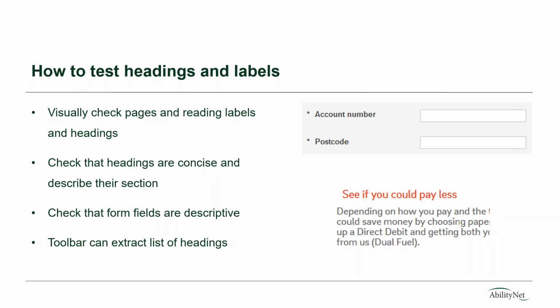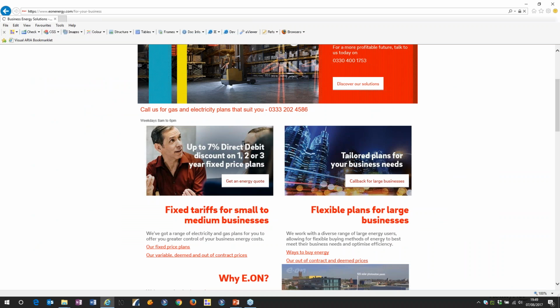Check that form fields are descriptive as well. Form fields in particular should tell the user just what they need to put into that field. They may need to include a description of what format is expected, but at the very least they should describe the information such as account number or postcode as shown on the right hand side. So let's have a look at just a couple of examples then.